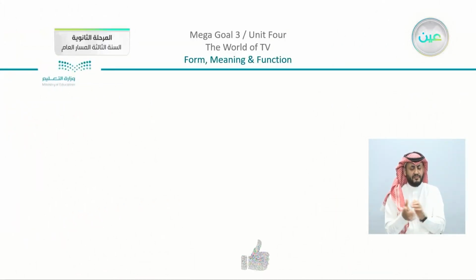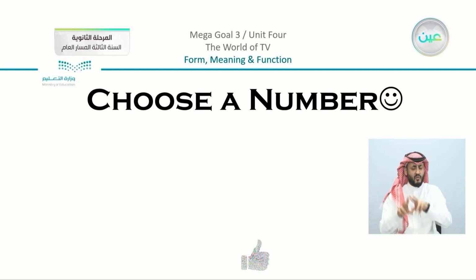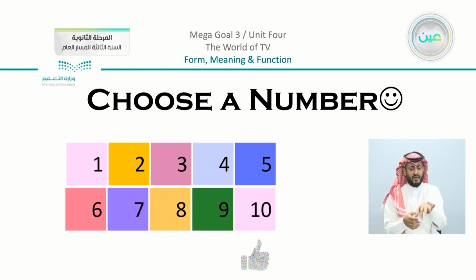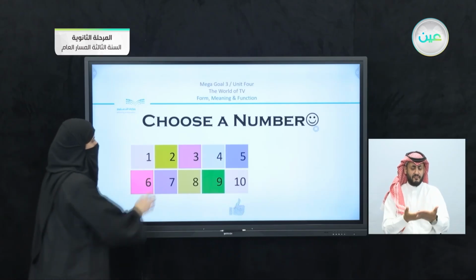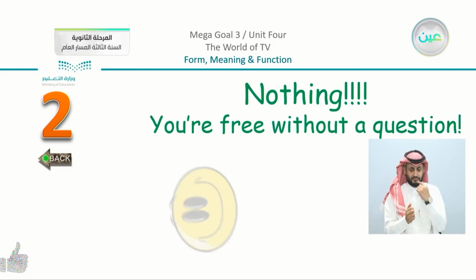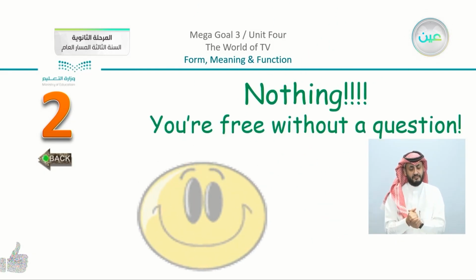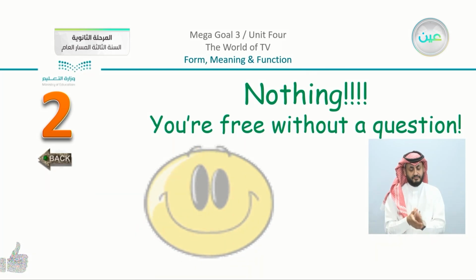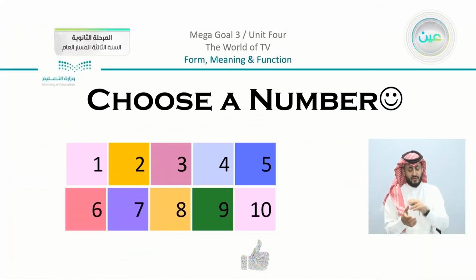So just to get in the mood of the contest or the game here, we have here to choose a number. So let's choose together. Help me with it. We have here, for example, let's say number 2. Now we have here 2. You can see that there's nothing. We are free without a question. So let's go back to the first one we have here. Let's choose number 4.